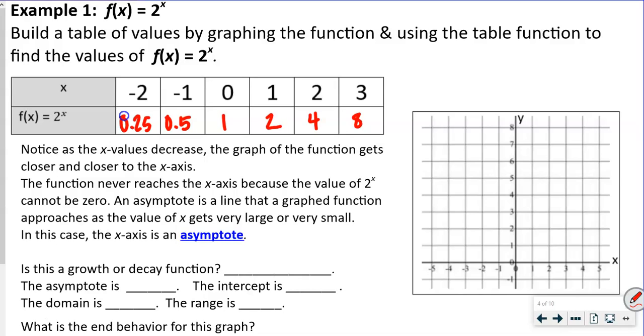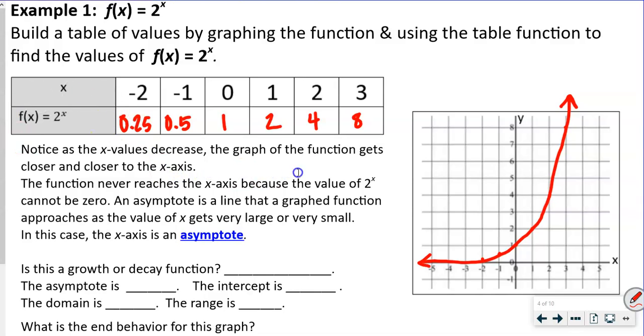We're going to talk about what we see. At -2, we have 0.25. That's really close to the x-axis. And then we have 1/2 here, 0, 1 there, 1, 2, and then 2, 4 there, and then 3, 8 up here, okay? Let's go ahead and see if we can draw this to the best of our ability. So that is what our graph of 2 to the x power looks like.